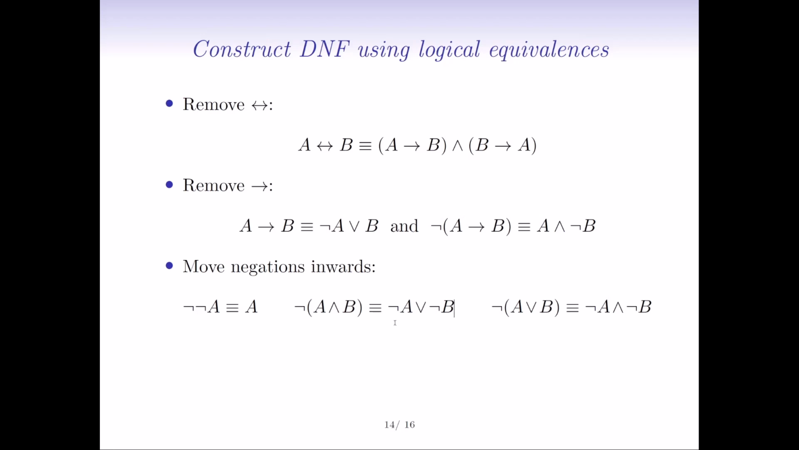So this has the effect of replacing the conjunction with a disjunction at the top level, but at least moving the negations down. And similarly, if we have a negation outside a disjunction, which also is not allowed in a DNF, then we can replace it with not A and not B.